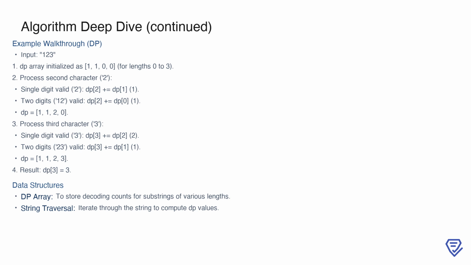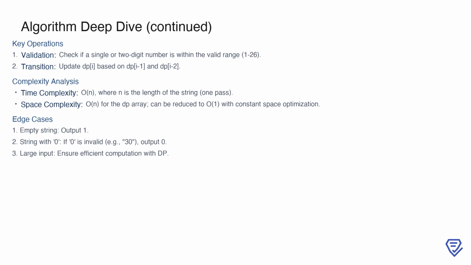Here, the DP array efficiently tracks decoding counts, and by iterating over the string once, the solution is computed in linear time. The dynamic programming approach relies on two key operations: validating whether a single-digit or two-digit number falls within the range of 1 to 26, and transitioning the DP array based on previous computations. These simple checks and updates ensure correctness and efficiency.